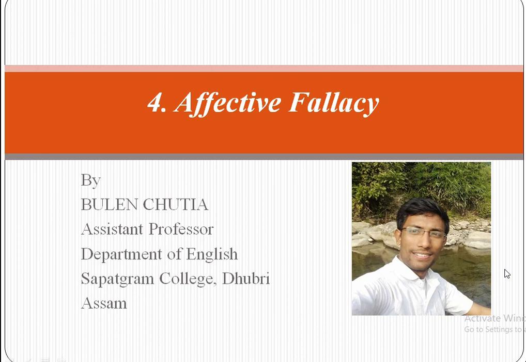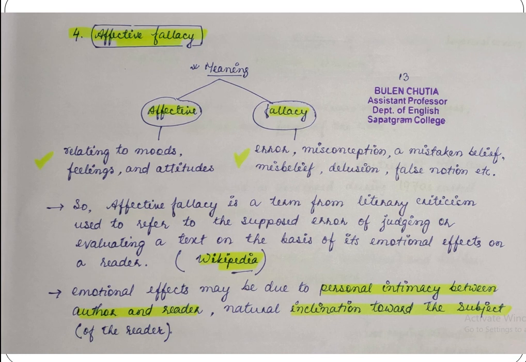So, affective fallacy has two components. One is affective and another is fallacy. First of all, we have to know the meaning of both the terms separately. Affective is relating to mood, feelings, and attitudes. And fallacy, on the other hand, is error, misconception, a mistaken belief, misbelief, delusion, or false notion.